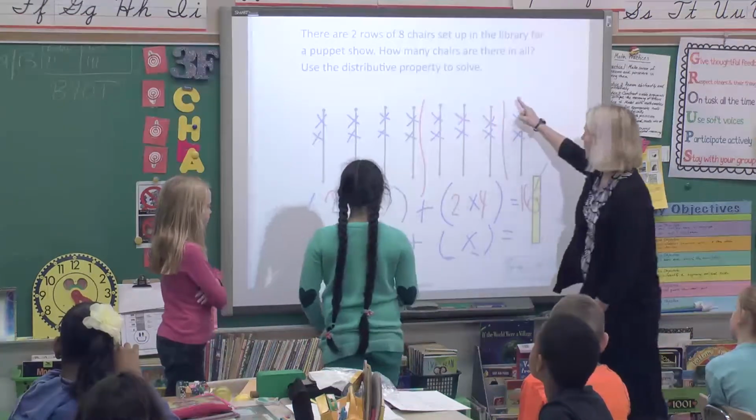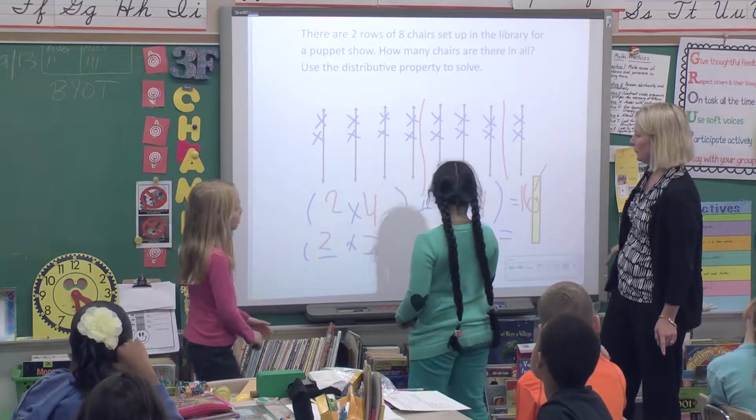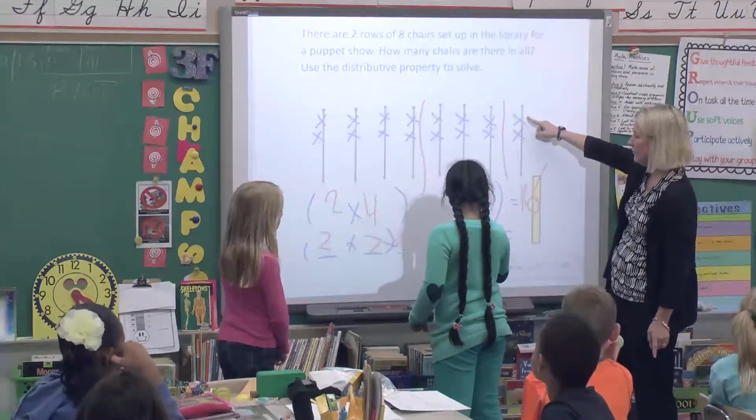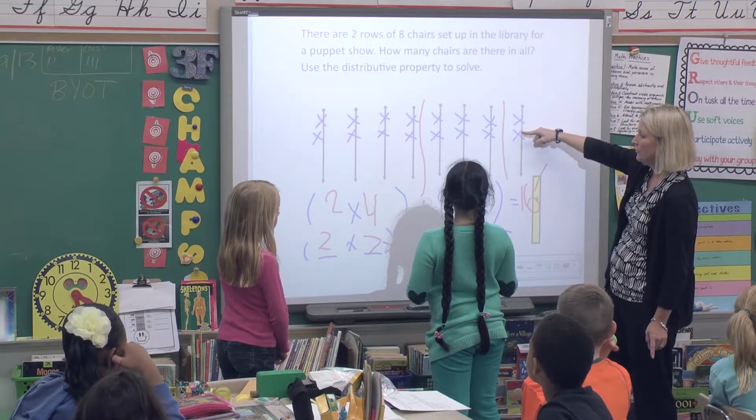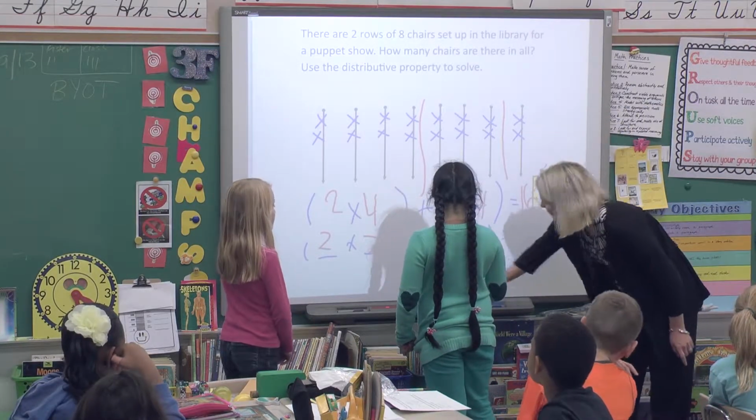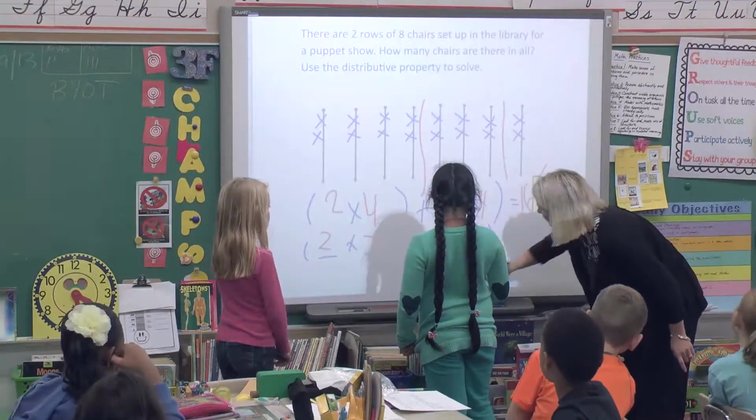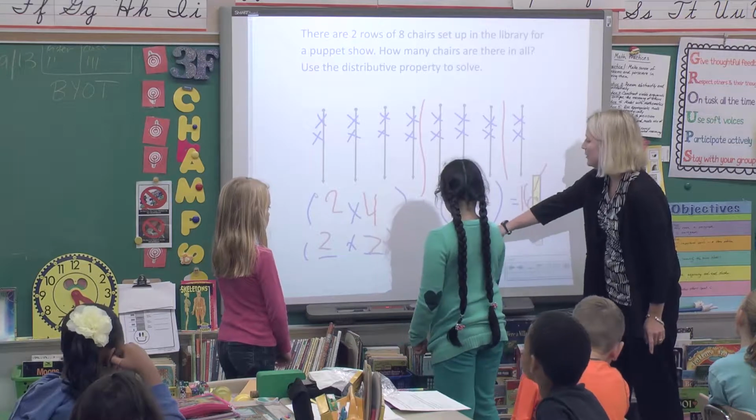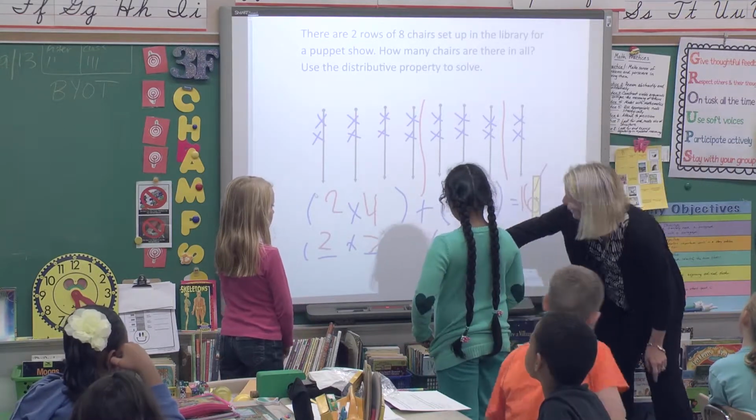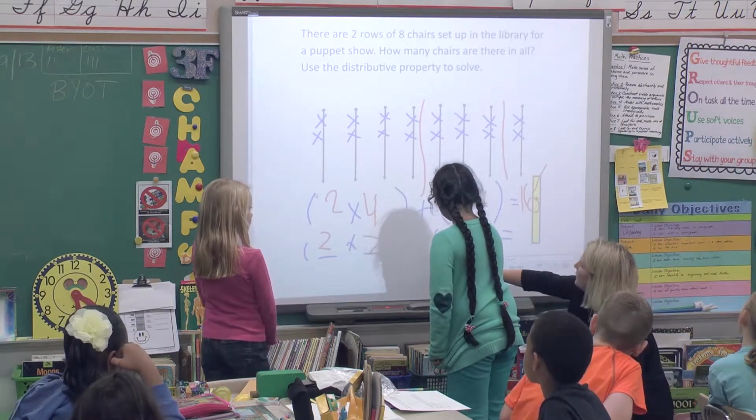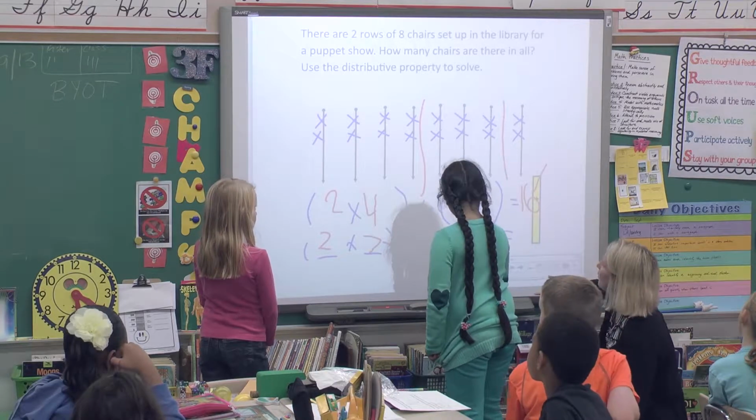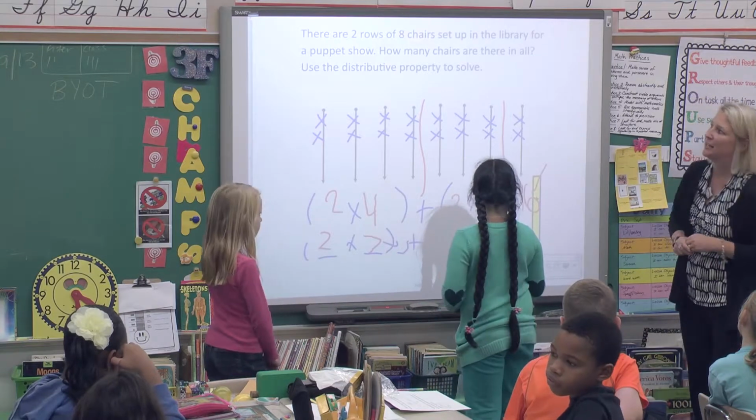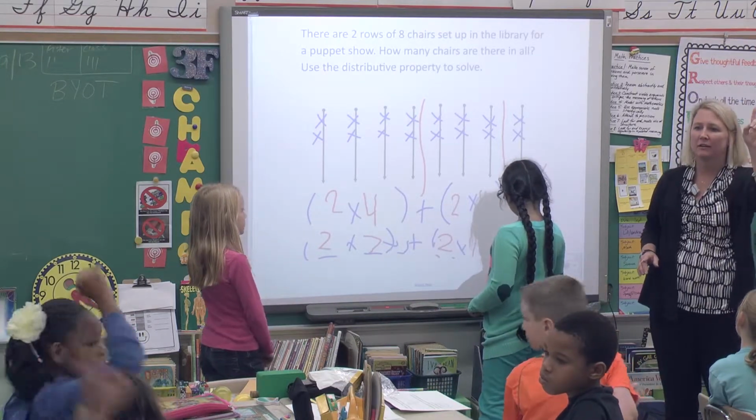Seven. Okay, now what's this array? How many down? Sahaja, how many down? Two. So we have two down, right? And Meredith, how many do we have? Got it, put your two down. And how many across? One. And what's your answer going to be? 16. And I think we have time for one more.